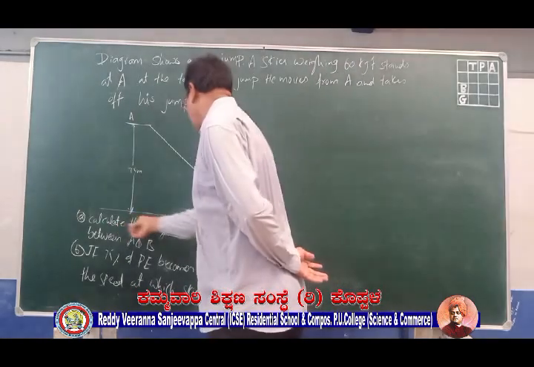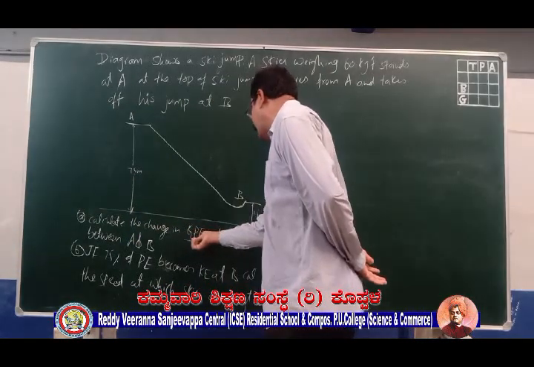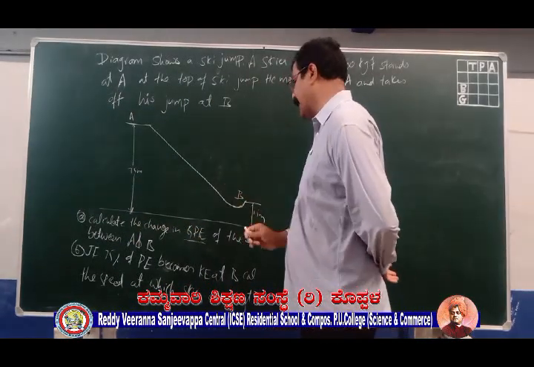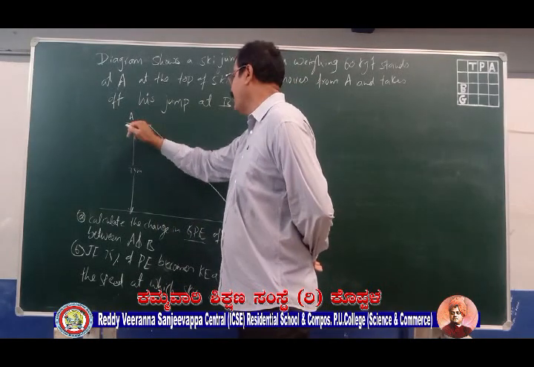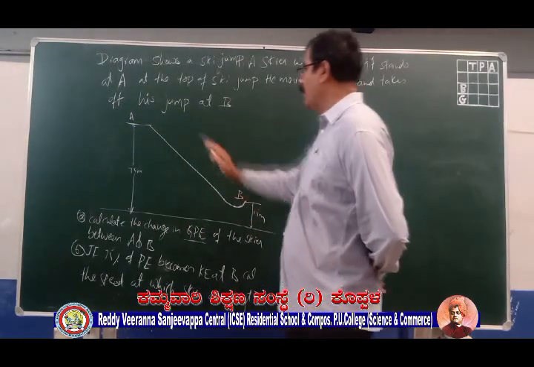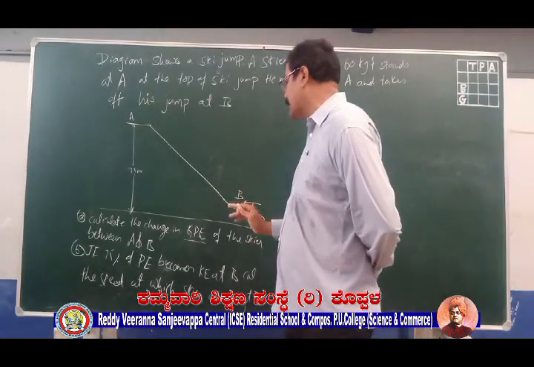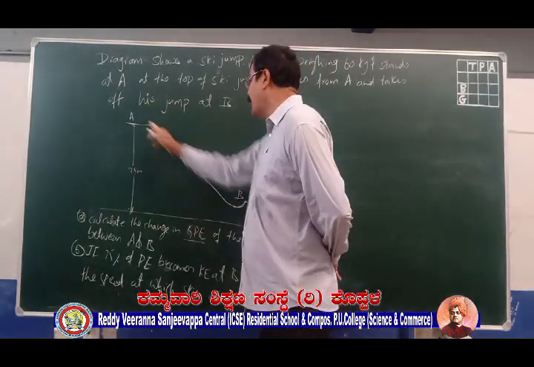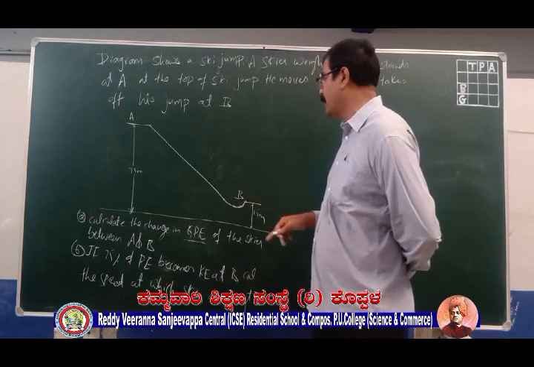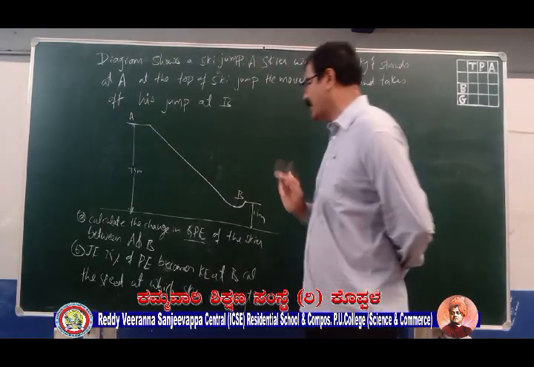He is asking us to calculate the gravitational potential energy of the skier between A and B, because we have different heights here. Therefore, the gravitational potential energies will be different. So he is asking us to calculate the difference in gravitational potential energies between A and B. That is the first question.